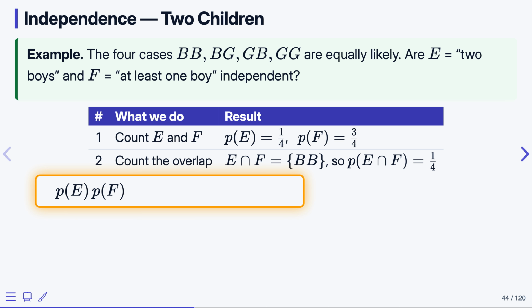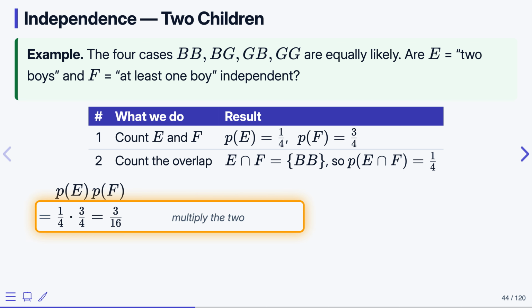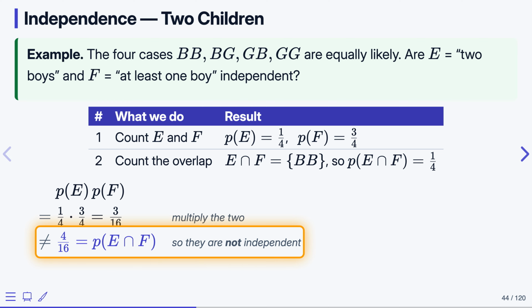Now the test. We start with P of E times P of F. 1/4 times 3/4 is 3/16. But P of both is 1/4, which is 4/16. 3/16 is not 4/16. The test fails, so these events are not independent. That fits what we found earlier. Knowing there is at least one boy did change the answer.